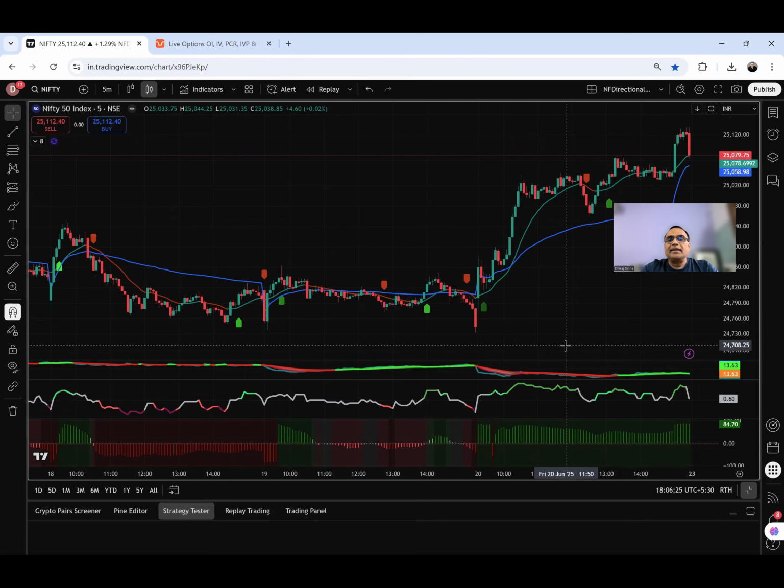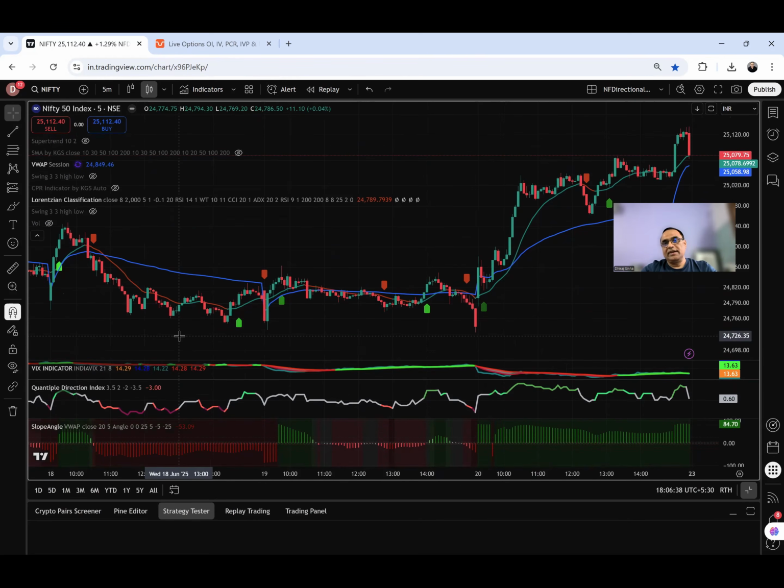Then, as I said, I look at three different charts: the Nifty chart, the Nifty put option chart, and the Nifty call option chart. So right now we are on the Nifty chart. What do we look at here? I have put in some direction indicators. Of course, there is VWAP. There is a Lorentzian machine learning indicator, which I've talked about in my previous videos. If you have not seen it, please go and watch that video. I'll put the link in the description.